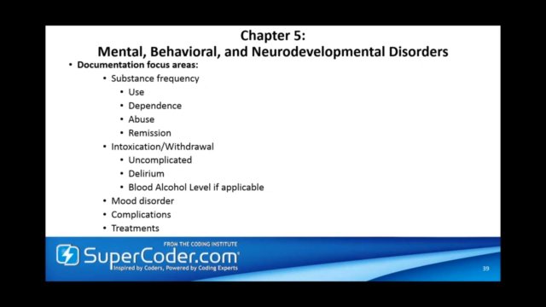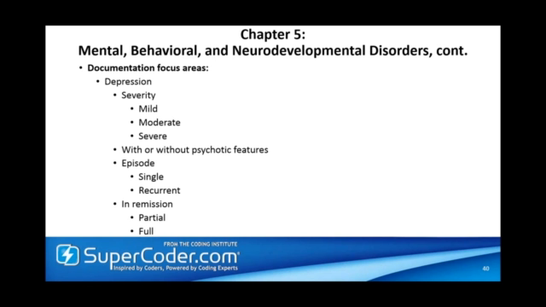Let's take a look at some key documentation areas for depression codes, which you'll also find in Chapter 5 and on Slide 40. Documentation should include the severity, including mild, moderate, or severe. If the patient has any psychotic features, this should also be indicated in the documentation. The episode is also critical. The codes differentiate between single and recurrent. If the depression is in remission, indicate if it's a partial or full remission. Also, any associated diagnoses should be documented.